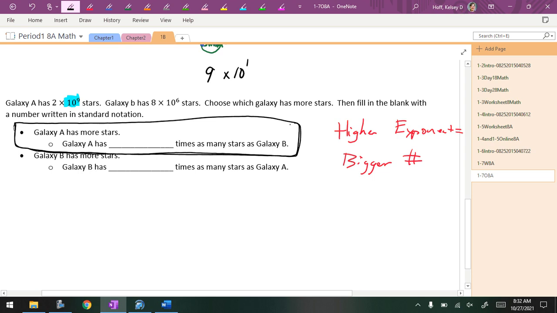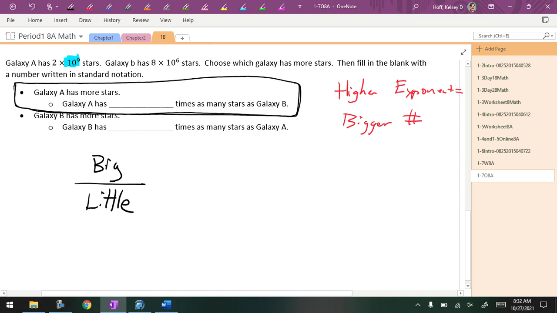Then we have to fill in the blank. Galaxy A has blank times as many as galaxy B. You always take the big and we're going to divide it by the little galaxy. So our big galaxy was galaxy A, which had what for a number? 2 times 10 to the 9. And galaxy B was our little one, which has 8 times 10 to the 6th.